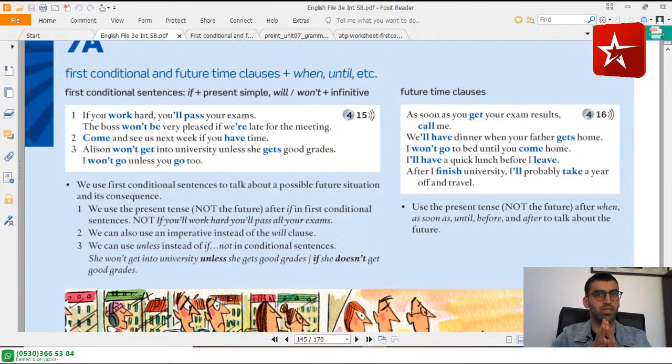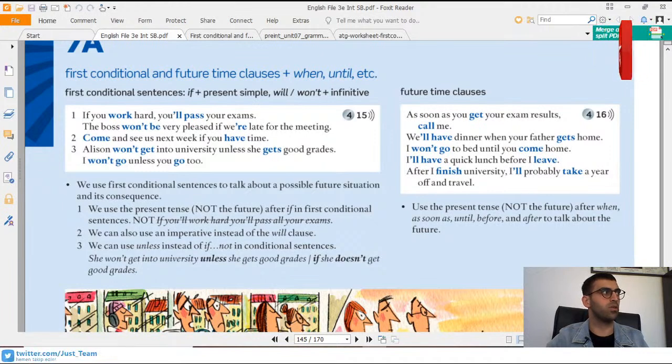All right, I know that some of you have problems with conditionals. Teacher, what does it mean? The first conditional, the second conditional, third conditional, and fourth conditional sentences. In today's lesson, we will be talking about the first type of conditionals.